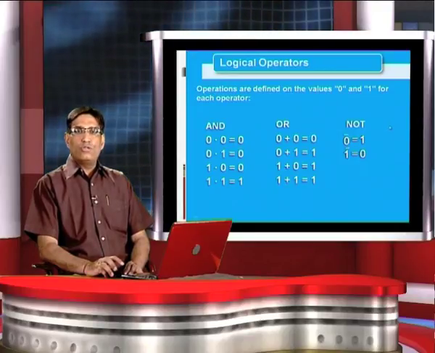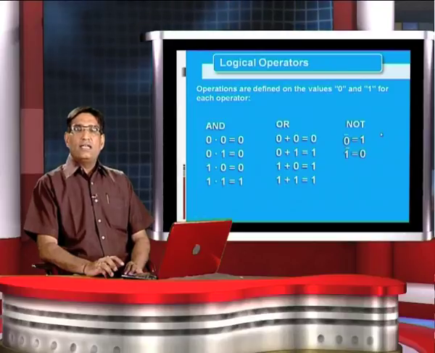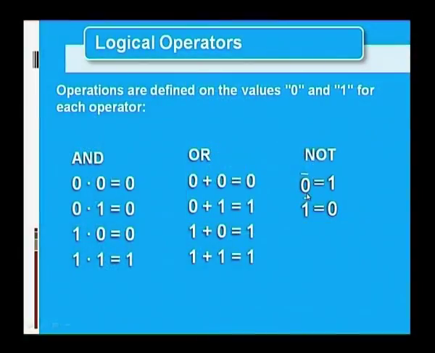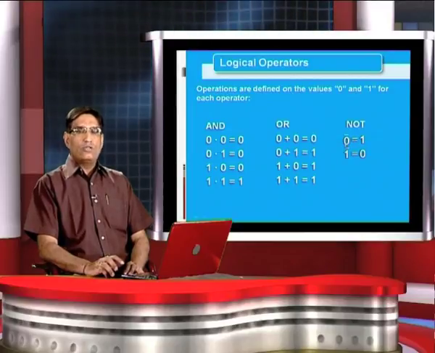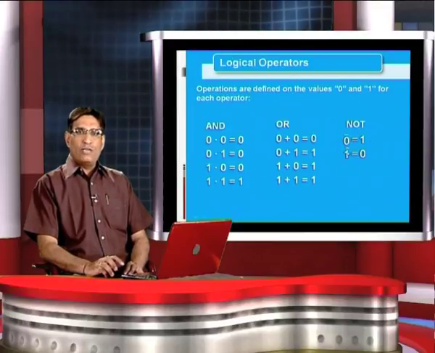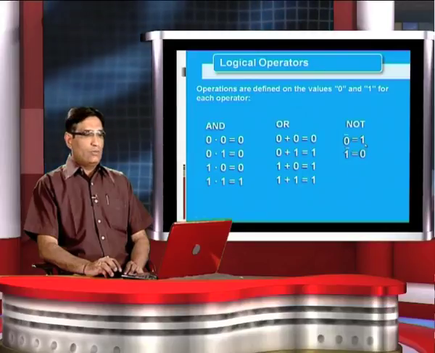Now let us move to the NOT or negation logic. Negation logic says that if 0 is complemented, it becomes 1. If 1 is complemented, it becomes 0. In other words, if the input is 0, the output is 1. If the input is 1, the output is 0.